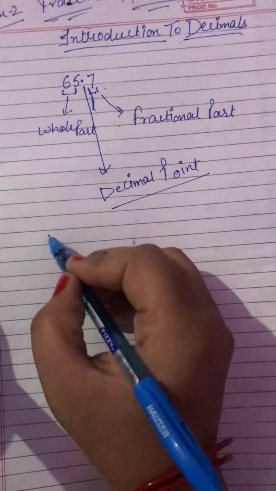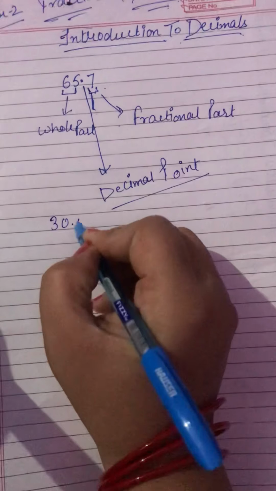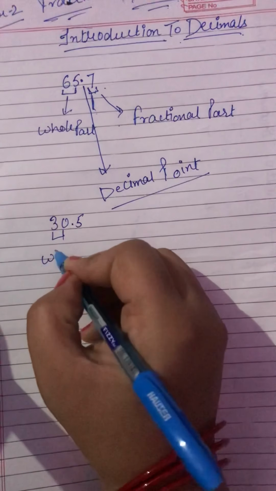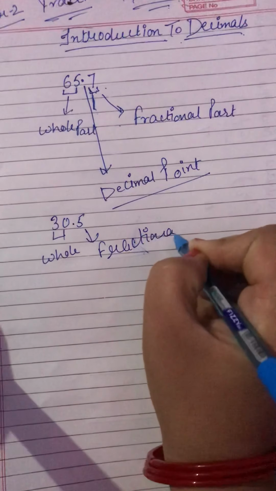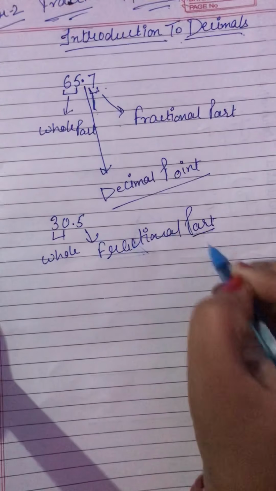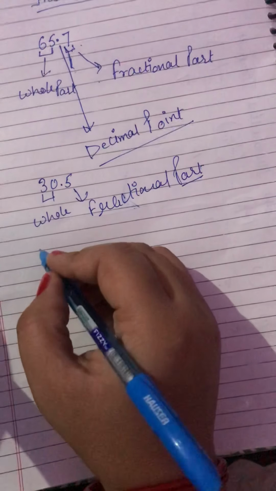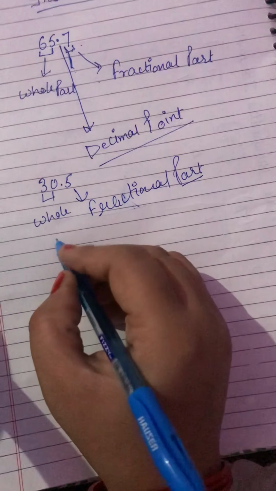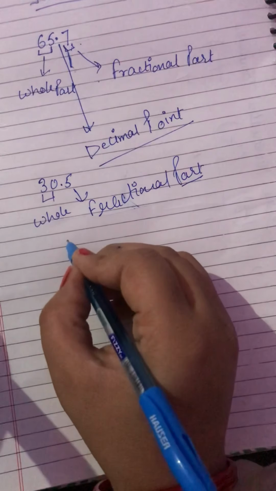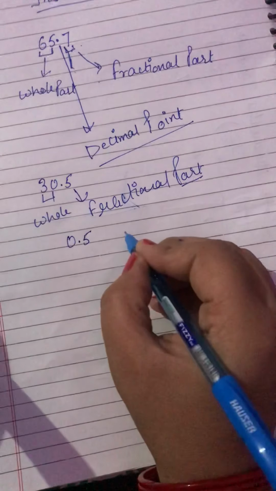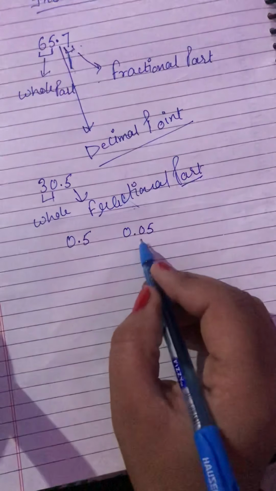Okay, now we can take another example of 30.5. This is again the whole part and this is the fractional part. Now if we are to compare decimal numbers, how can we compare? I am taking an example of decimal numbers 0.5 and 0.05. Which number is greater and which is lesser?